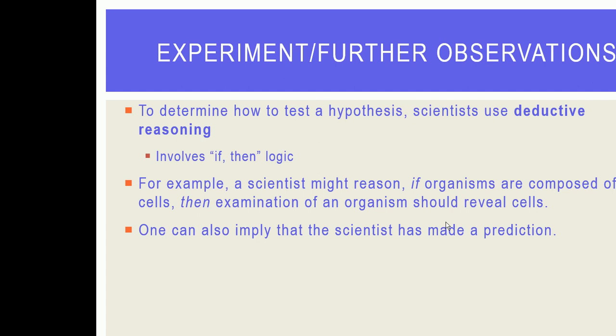To test the hypothesis, we perform experiments, and for testing the hypothesis, scientists make use of deductive reasoning, which makes use of if and then logic. Let me give you an example: if organisms are made of cells, then we will be able to see cells under the microscope. This is the way we test the hypothesis. So to determine how to test a hypothesis, scientists use deductive reasoning, and deductive reasoning works on if and then logic.